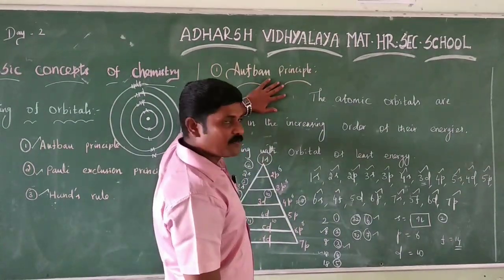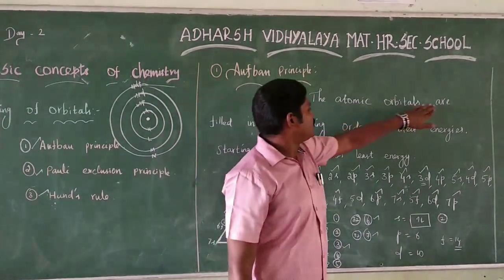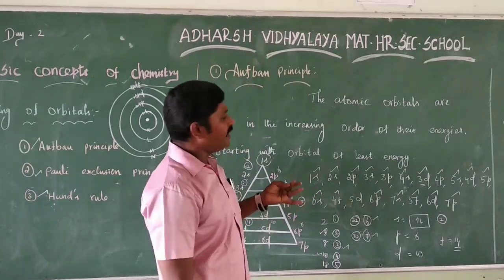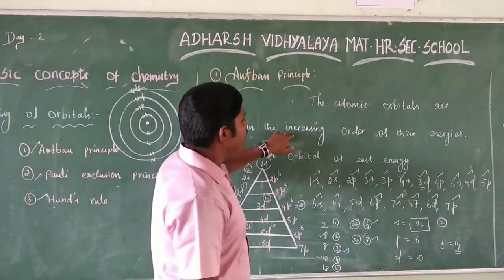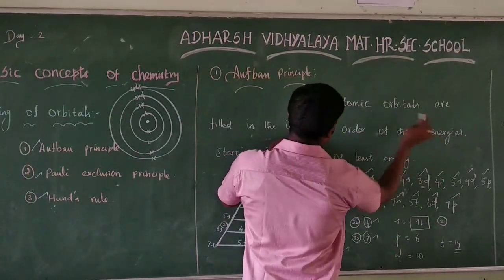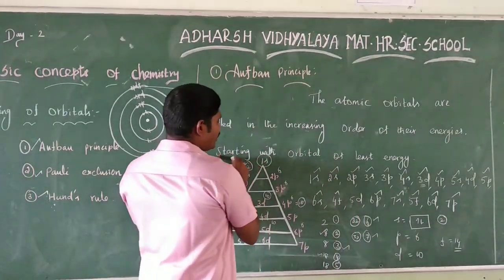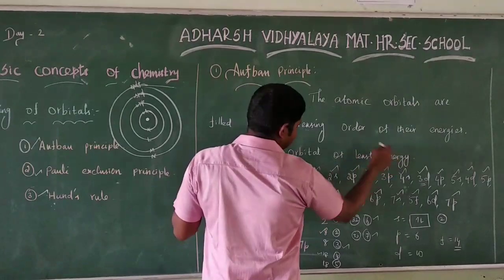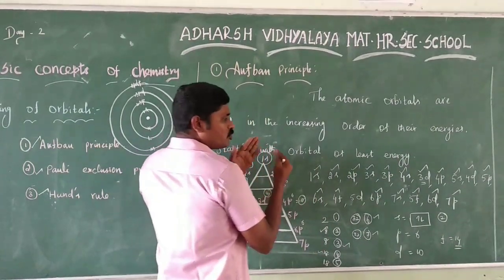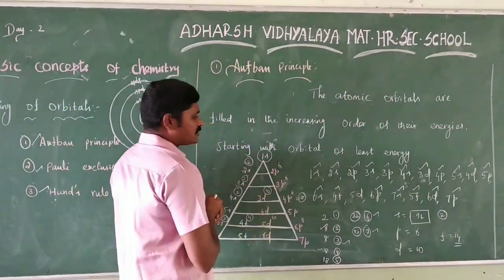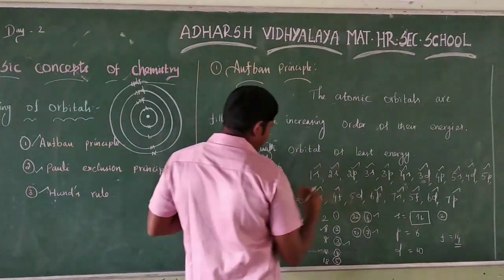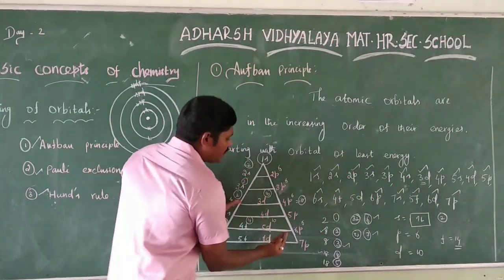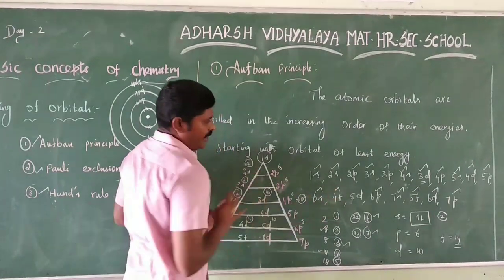So, the Aufbau principle: the atomic orbitals s, p, d, f are filled in the increasing order of their energies, starting with the orbital of least energy. The electrons are filled from least energy to higher energy. Now the trick for the increasing order.